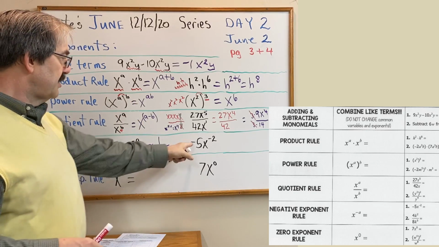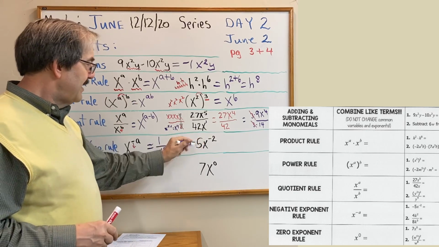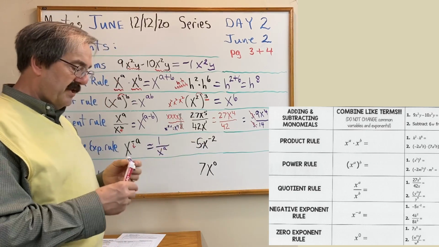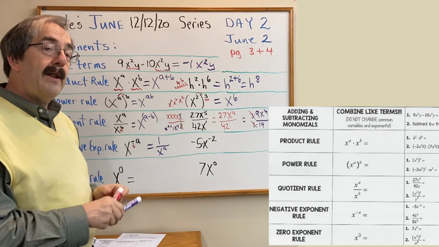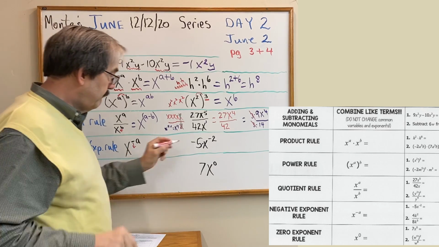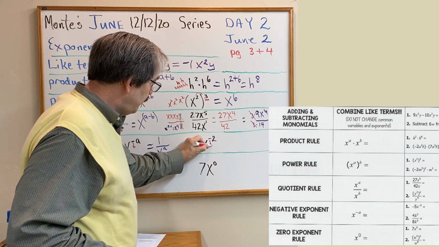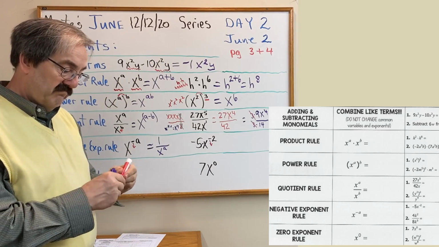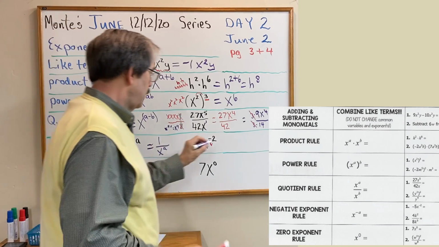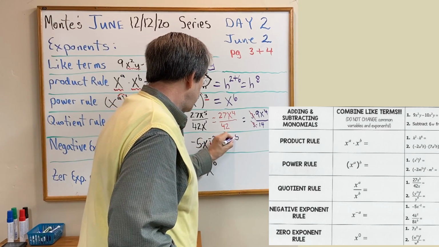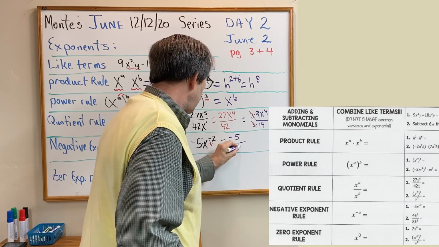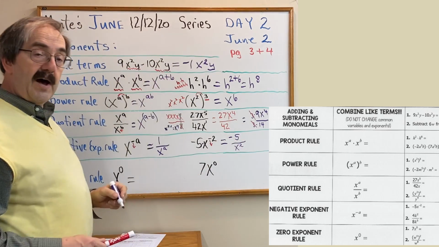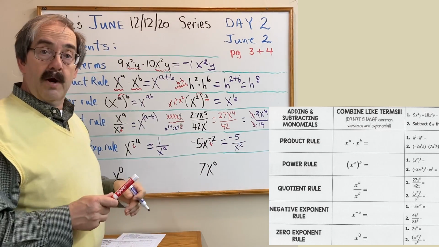All right. So let's try this. Negative 5 times x to the negative 2. How do we make that negative 2 positive? Take him downstairs. Final answer. Negative 5 over x squared.